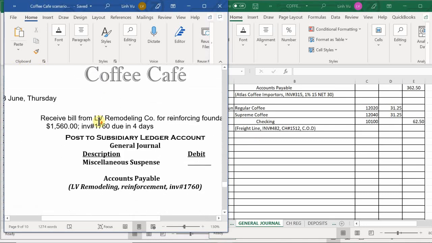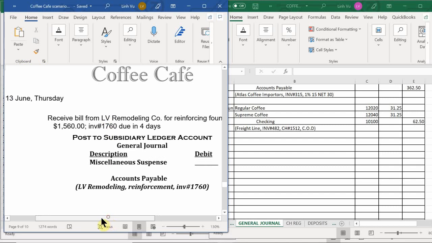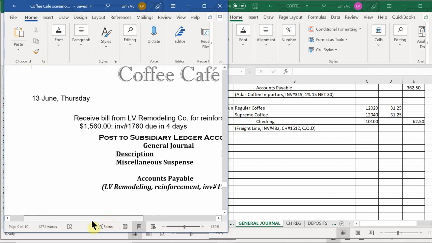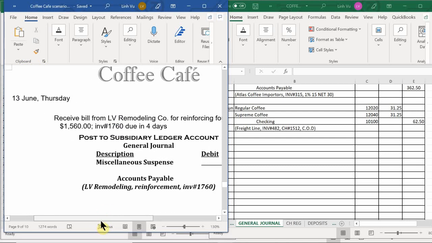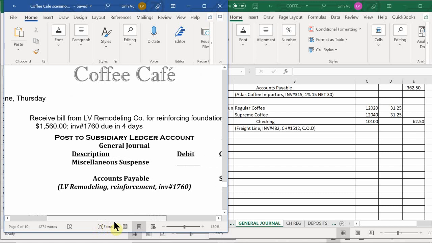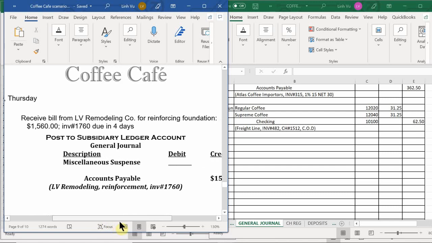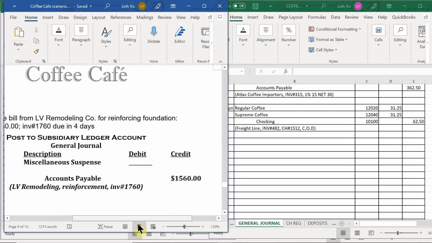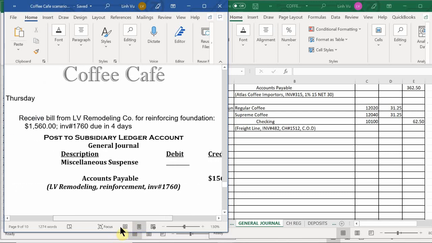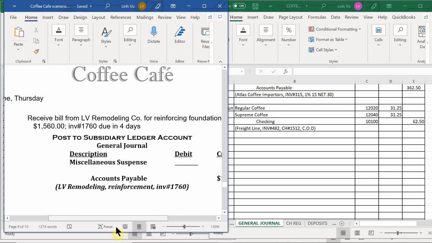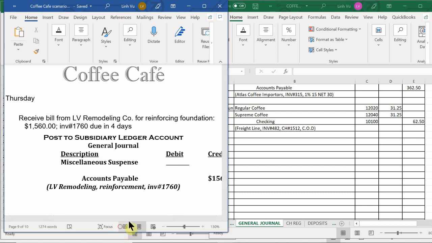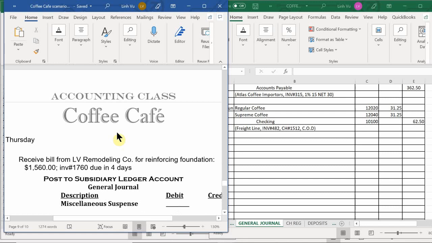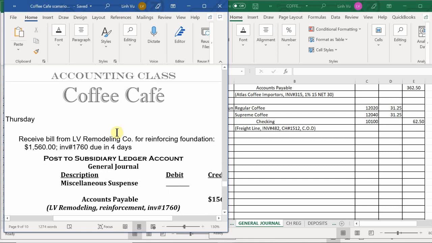So let's go ahead and take a look here. What happened here on the 13th, Thursday? We received a bill from LV Remodeling Company for reinforcement foundation. This amount is for 1560. Invoice number 1760, due in 4 days.